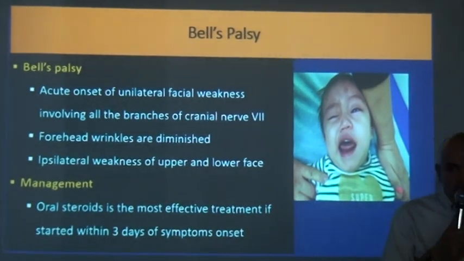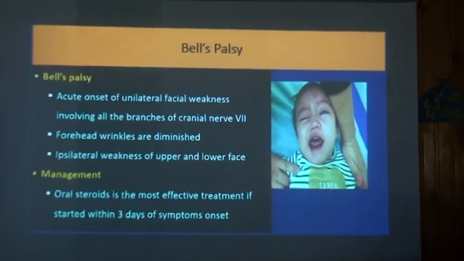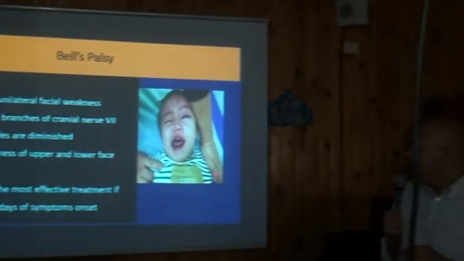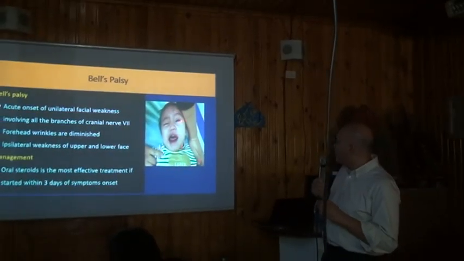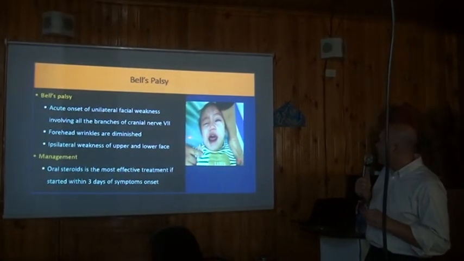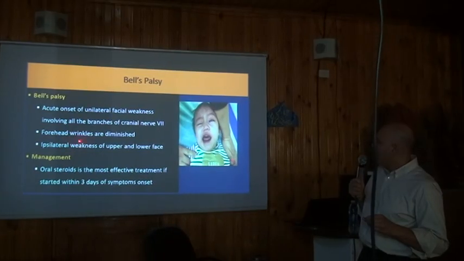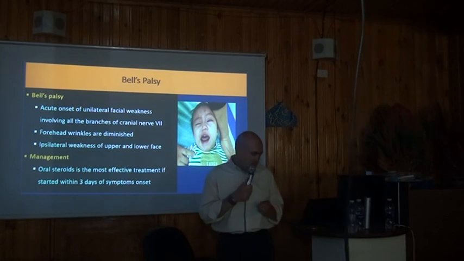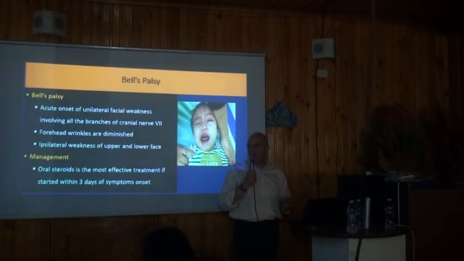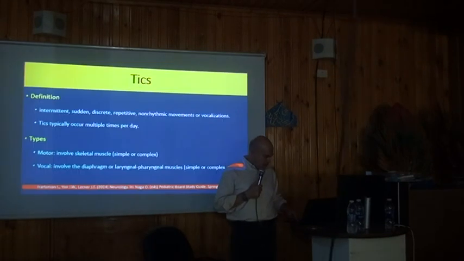Bell's palsy is one of the things you will see in pediatrics, commonly triggered by a viral infection. This is the weak side, and this is the healthy side. For the treatment, oral steroid is effective if it's given early, within 3 days. We can give it for 5 days now.